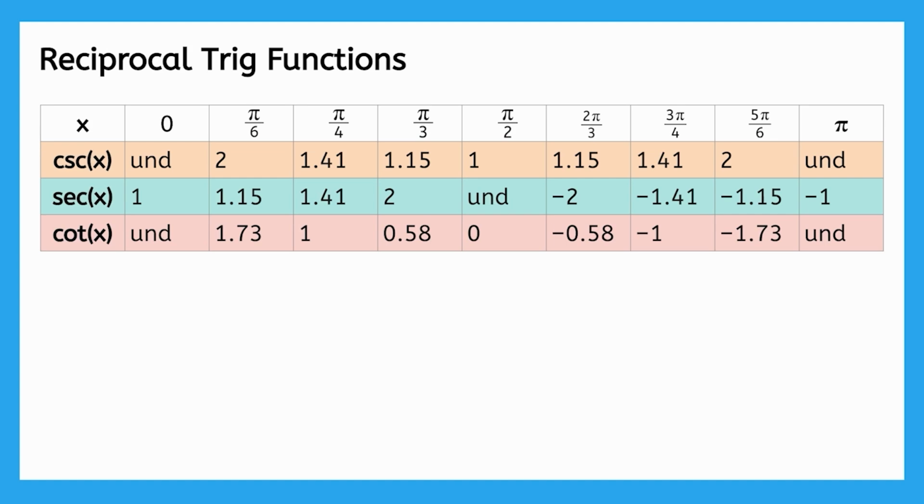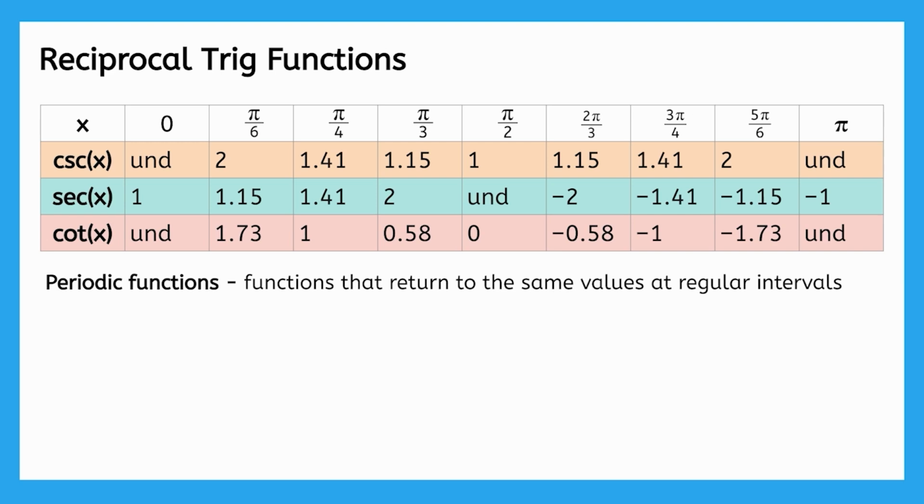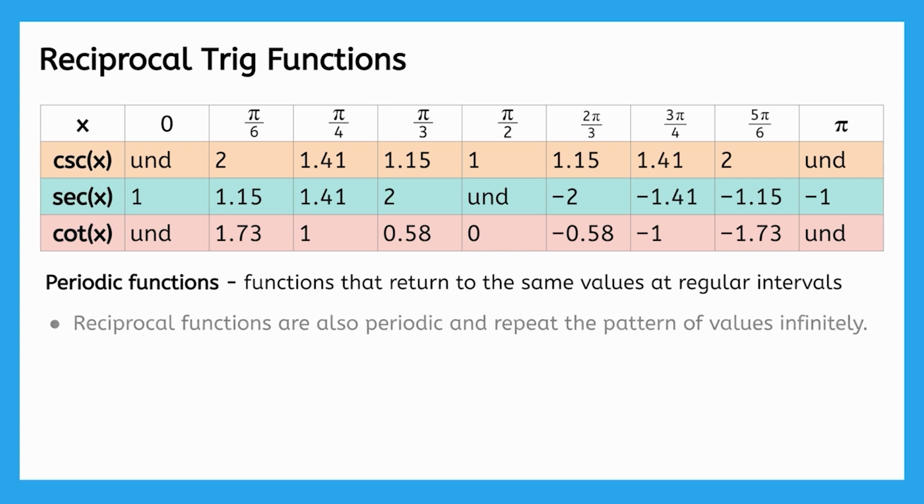Recall that sine, cosine, and tangent are periodic functions, or functions that return to the same values at regular intervals. What does this mean for the values of the reciprocal functions? Right, they are also periodic and will continue to repeat the pattern infinitely. You might have noticed, similar to when we learned about the tangent function, we saw some values for which our reciprocal functions are undefined. What is happening here?